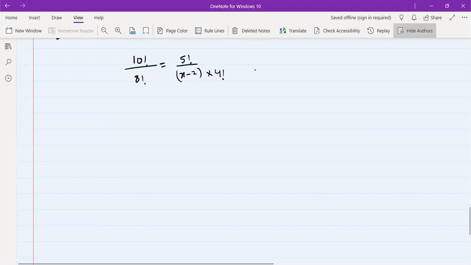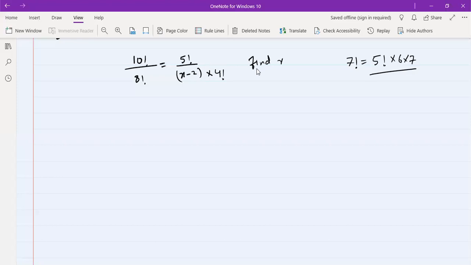Okay, try to solve this. Now, 7 factorial is equal to 5 factorial plus 7 is wrong. See, 7 factorial is equal to 5 factorial into 6 into 7. Okay, now solve for x, find x. Everyone try to find x.